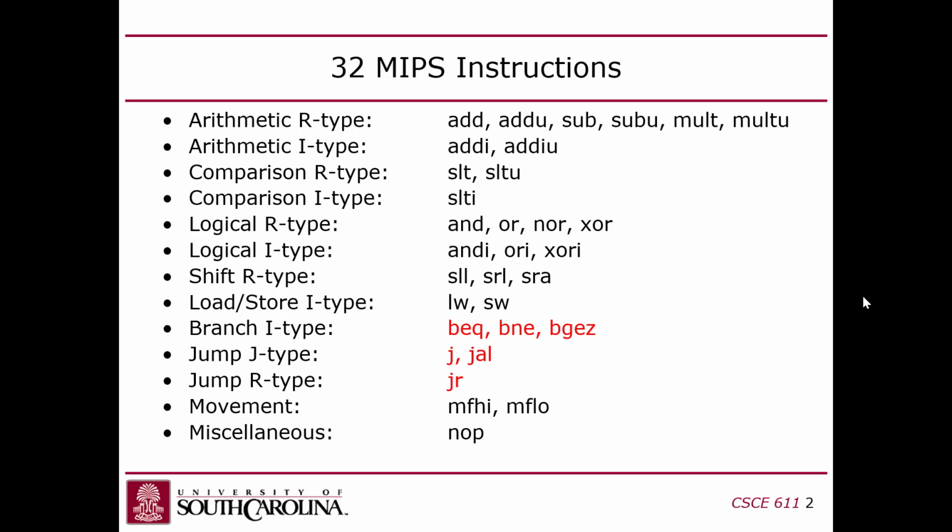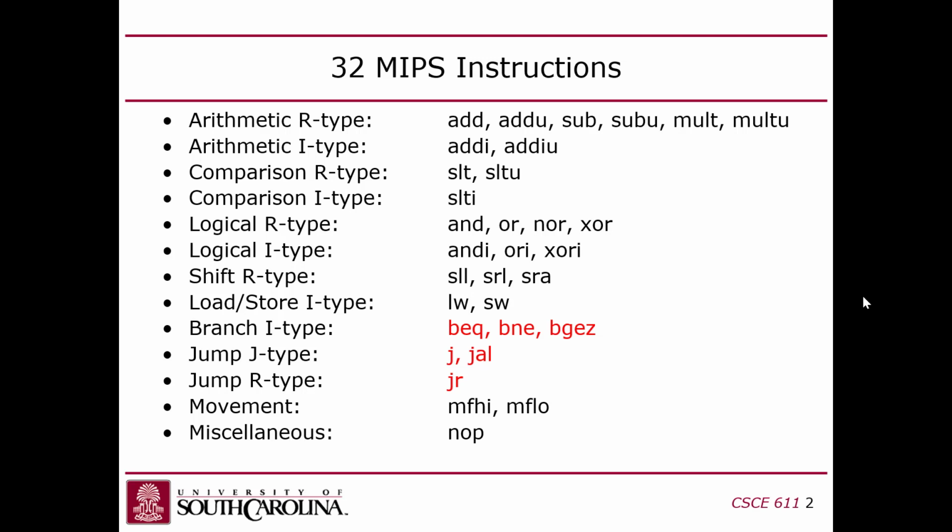So if your offset is 0, that means just go to the same place whether you take the branch or not. If the offset is 1, you would skip the next instruction that appears after the branch. And if the offset is -1, then you'd be branching to yourself if the branch is taken, right?